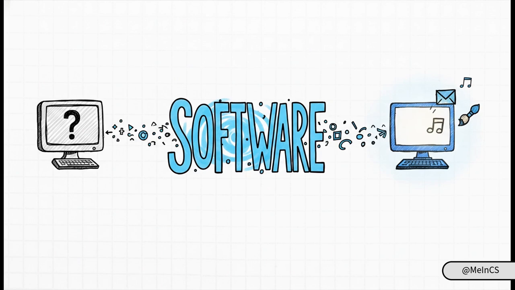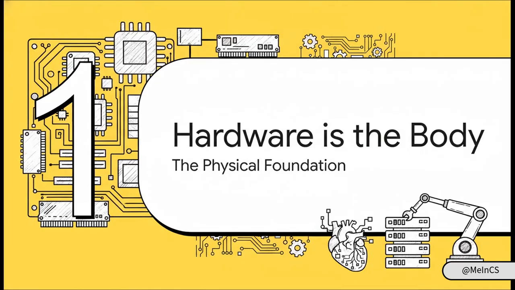It's that invisible set of instructions that turns a really powerful, but let's be honest, an otherwise pretty dumb machine into the incredible device we all rely on every single day. Okay, so to really get a handle on software, we first have to talk about its other half. Let's start with the body, the hardware.